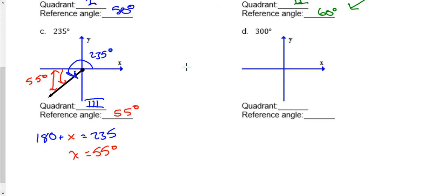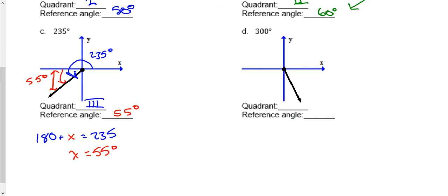Last but not least, 300. Well, where is 300 going to be? Again, if I had my initial, that's 90, 180, 270 is right here. If I add on another 30, I'm at 300. And so 300 is going to be around here.